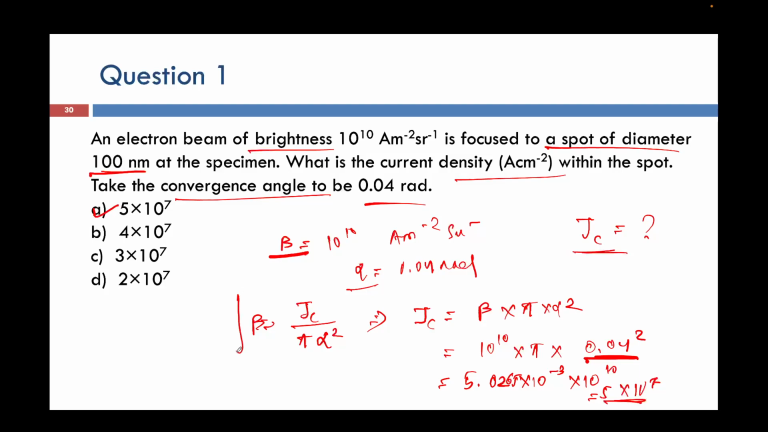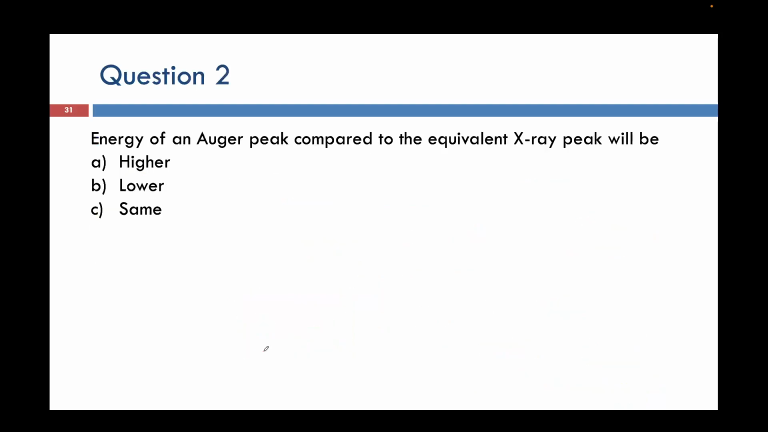This is nothing but a formula for brightness. Always remember this formula, because it will help you solve many conceptual questions, and you don't need to remember all the formulas. Based on this formula you can derive many others, like the Gaussian probe diameter and the convergence angle. So this is a good concept to remember: brightness is flux per unit solid angle, and that solid angle is the 3-dimensional rotation of the convergence angle.